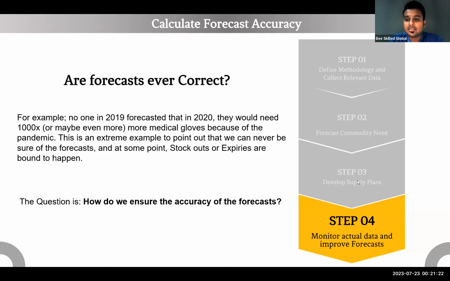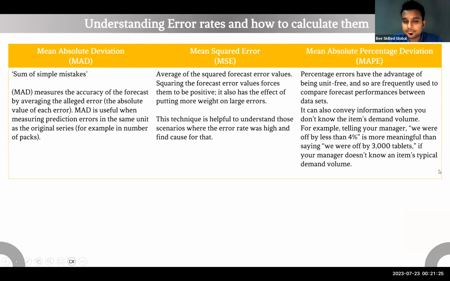So how do we do that? There are three different measures that we use. One is called mean absolute deviation. The other is called mean squared error. And the third is called mean absolute percentage deviation. What we try to do is understand the deviation of our actual data from the forecast. And we keep on doing this exercise over and over again so that eventually we get a factor of error which we can add to our forecast. That factor can be positive or negative. It depends on what is happening on a year-on-year basis.